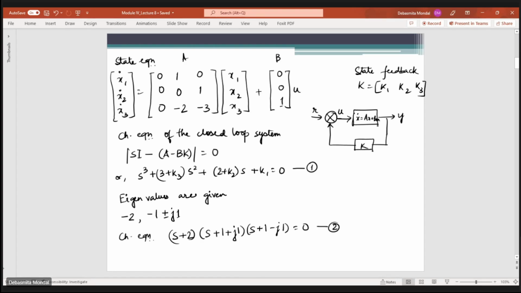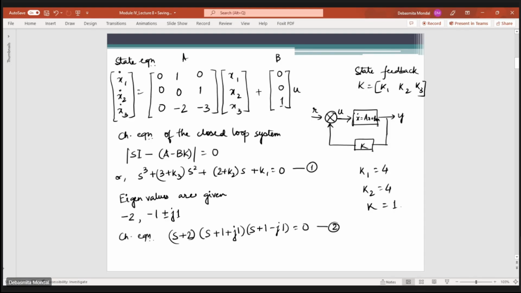Okay, so in that case, we can measure all the state variables separately and we can feed them back using these kinds of gains. So the value of k1 will be equal to 4, k2 is also 4 and k3 will be equal to 1. So x1 will be fed back by a gain of 4, x2 will be fed back by a gain of 4, and similarly x3 will be fed back by a gain of 1. If you do this, then the given condition is met, that means the eigenvalues of the closed loop system, or the closed loop poles, will lie at the positions which are given in your system.